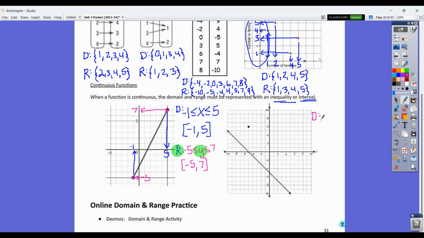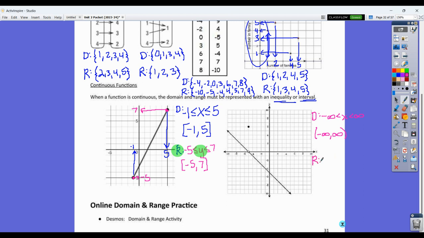So the domain in interval notation would be from -infinity to infinity. And remember, you never include infinity because you can't actually get there. And then in inequality notation, I would write it as -infinity is less than x, which is less than infinity. So one of those for your domain.